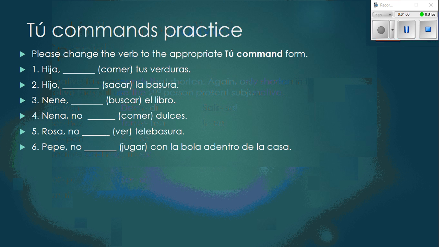So please do your tú command practice. Stop the video and do them before we continue.